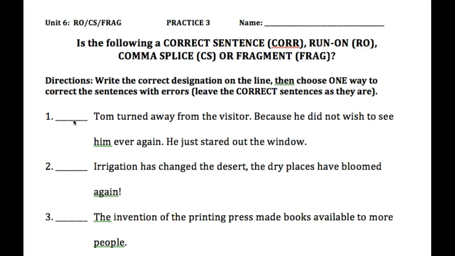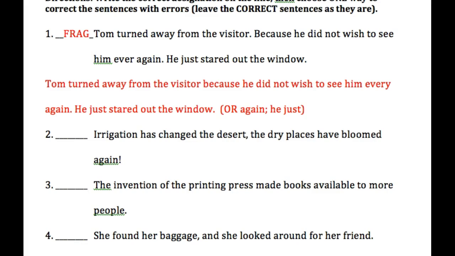So we would mark this one as a fragment, F-R-A-G here, and then there are multiple ways to correct it, but the easiest way to correct a fragment is simply to join it onto an independent clause. So in this case, I would say Tom turned away from the visitor, take the period out, make a lowercase b, because he did not wish to see him ever again. Now you could just put a period there and leave he just stared out the window, or you could replace this period with a semicolon and make the H lowercase. Okay, so you can see the corrections there.